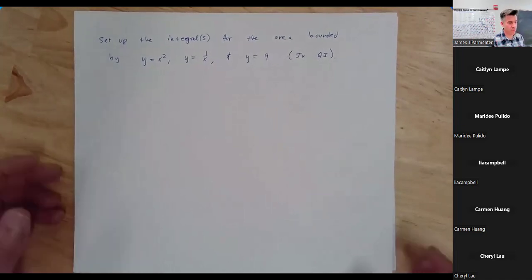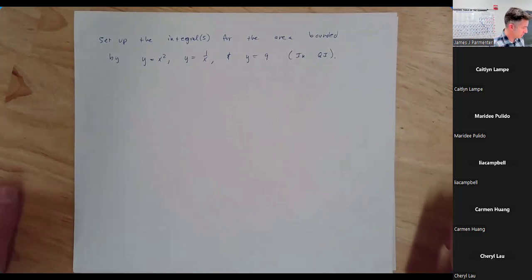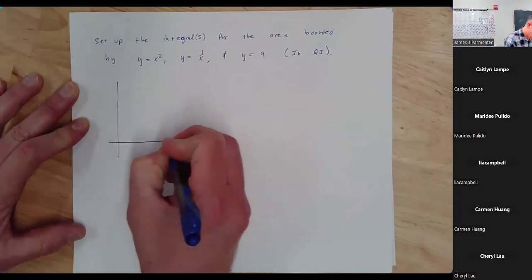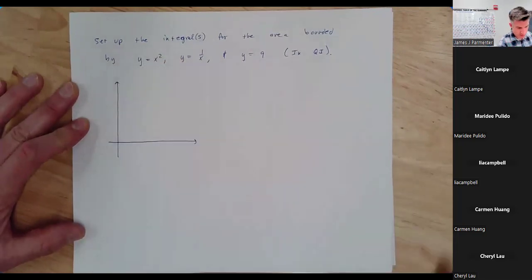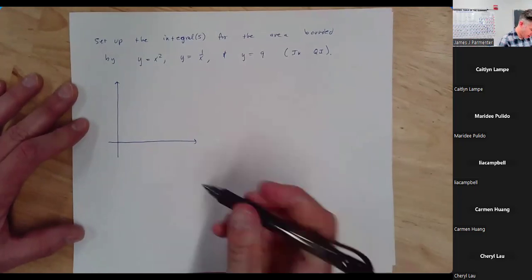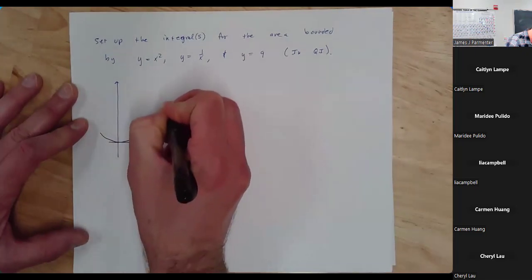And although it's not required, it is often very, very helpful to draw the graphs. So I'm going to try and draw these. We have some decent ideas of how these things look. So y equals x squared is your usual parabola kind of thing. Something like that.